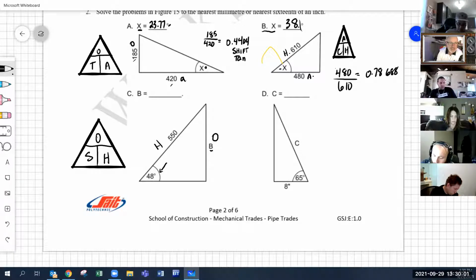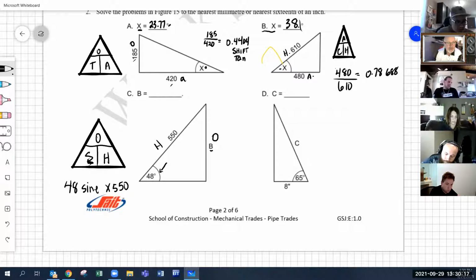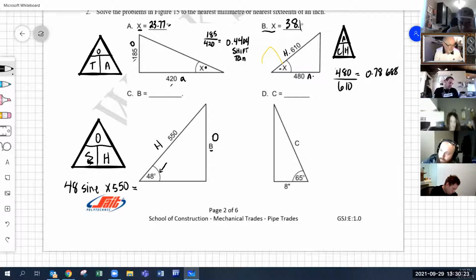Now it says take my angle. The angle is here. So in your calculator, go 48 and hit the sine button, and then times it by 550. Okay. And this B should equal 408.73.